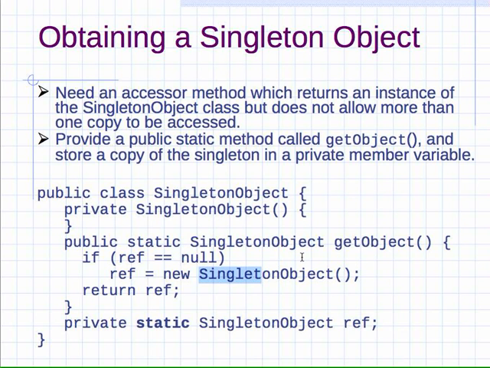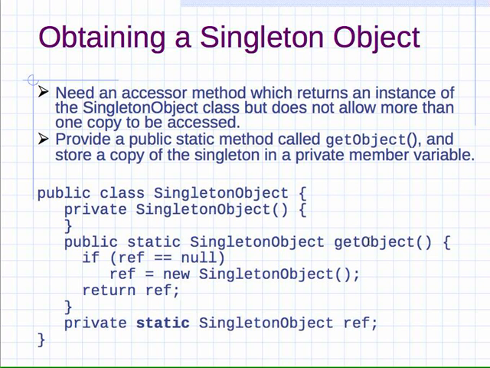And then when some other client class calls the getObject method, it's a static method, and you don't need a Singleton object to actually call this getObject method. Remember, like methods like Math.sqrt, you don't need a Math object to call the square root function. You just call Math.sqrt. Same way you can call SingletonObject.getObject.